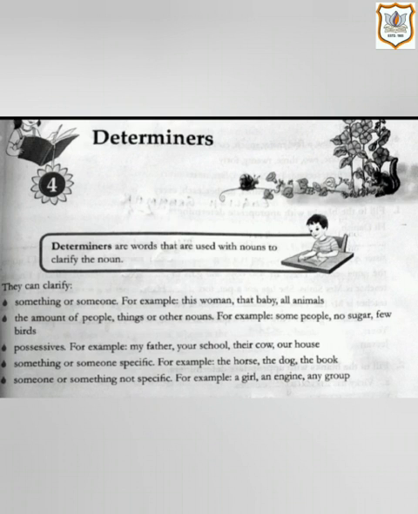noun. They can clarify something or someone. For example, this woman, that baby, all animals. The amount of people, things, or other nouns. For example, some people, no sugar, few birds. Or showing possession: my father, your school, their cow, our house. Something or someone specific: the horse, the dog, the book. Something or someone not specific: for example, a girl, an engine, any group.